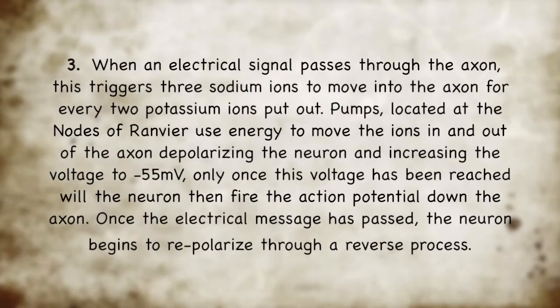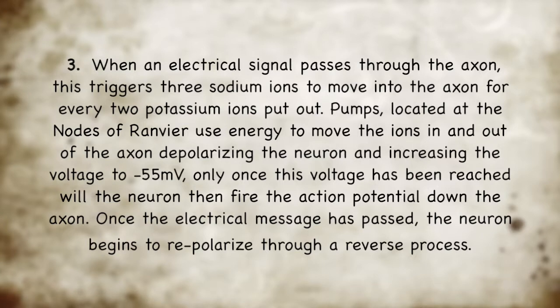3. When an electrical signal passes through the axon, this triggers 3 sodium ions to move into the axon for every 2 potassium ions put out. Pumps, located at the nodes of Ranvier, use energy to move the ions in and out of the axon, depolarizing the neuron and increasing the voltage to negative 55 millivolts. Only once this voltage has been reached will the neuron then fire the action potential down the axon. Once the electrical message has passed, the neuron begins to repolarize through a reverse process.